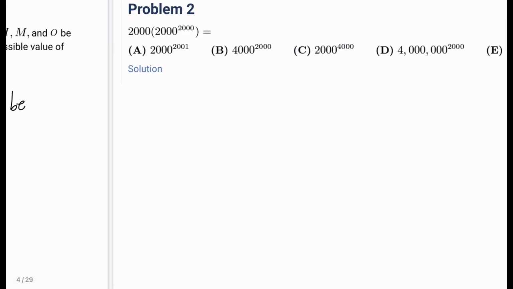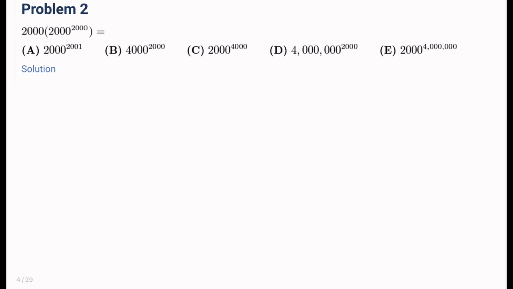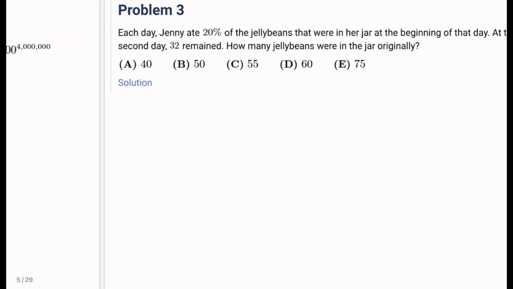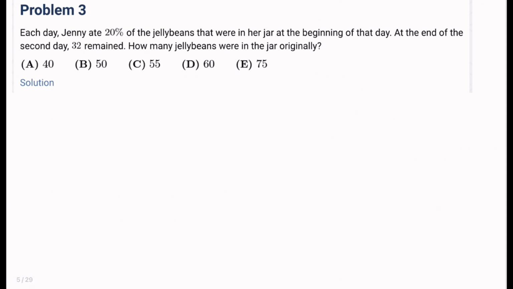This is E. Number 2: 2000 times 2000 to the 2000 power is just 2000 to the first plus 2000's power. So this is just 2000 to the 2001st power. The answer is A. Number 3: each day Jenny ate 20% of the jelly beans that were in her jar at the beginning of that day.